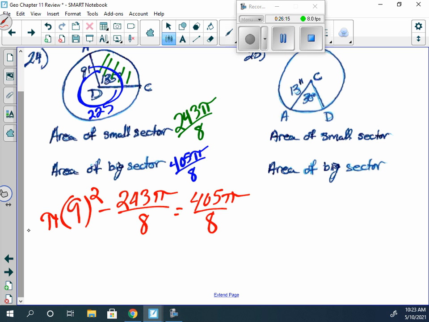Go do the exact same thing. Any questions on areas of sectors? We good with these here? Any questions on 25, 26, or 27?